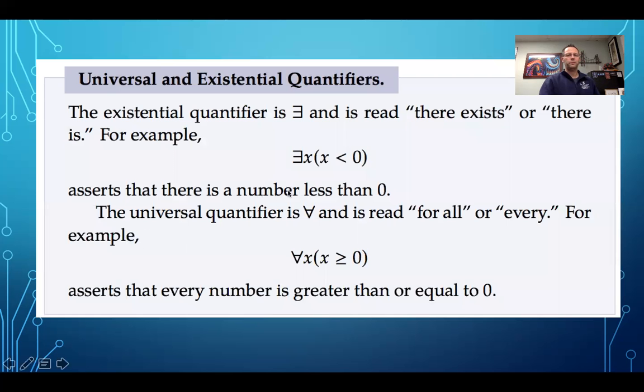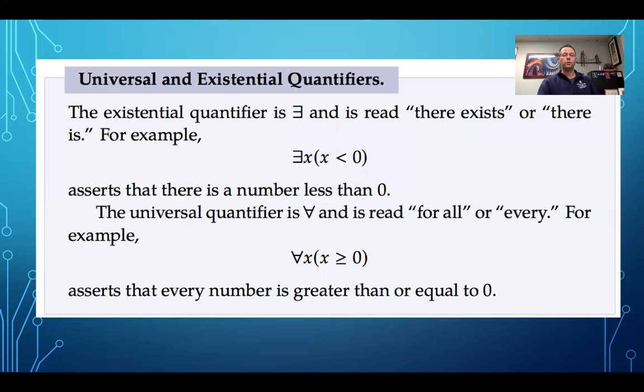Now you'll see these funny symbols start to pop up. And when you see the capital backwards E, it means there exists. So this statement would read, there exists X such that X is smaller than 0. And it just means that there exists a number less than 0. And you can find it easily. You just say like -1. There you go. I've proven it.